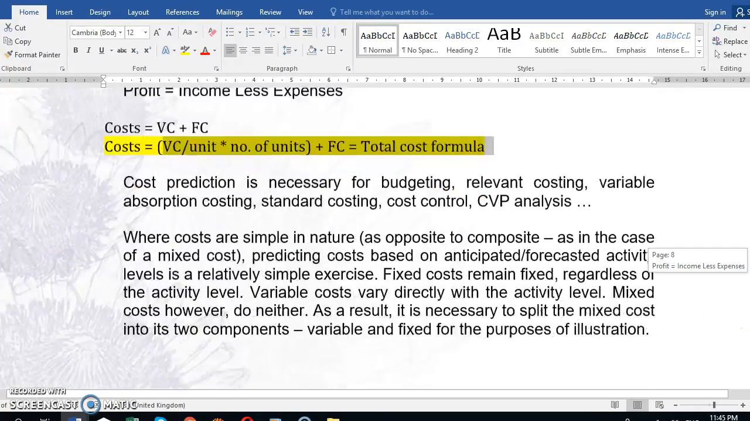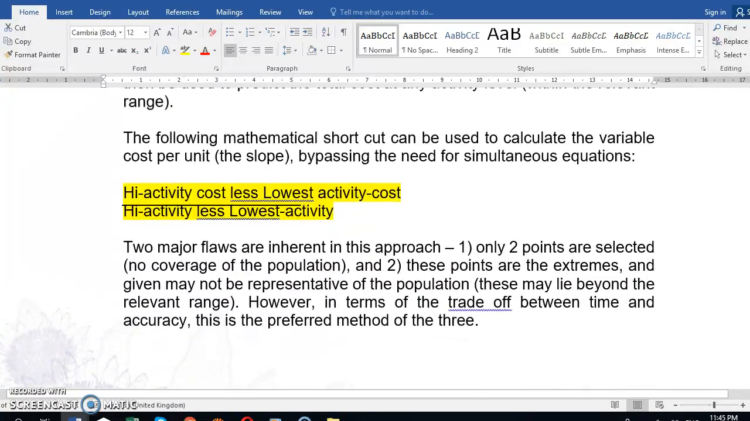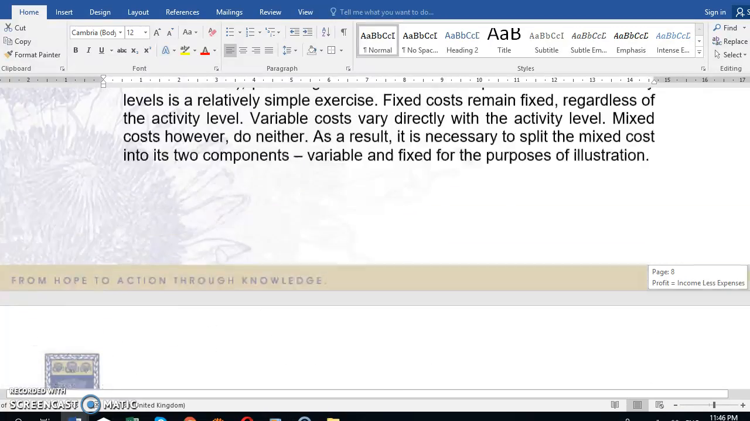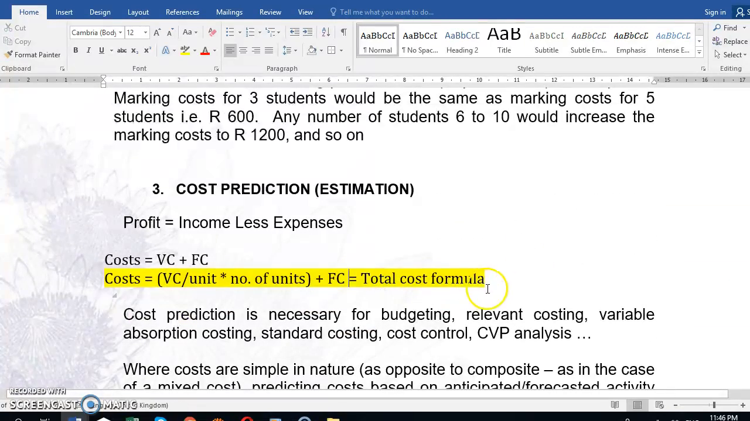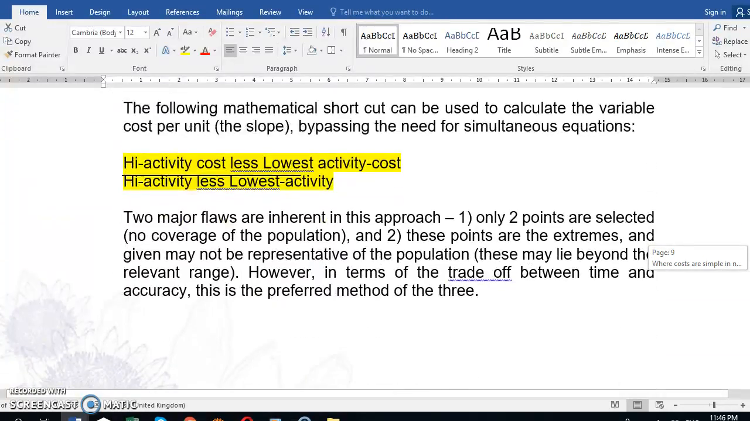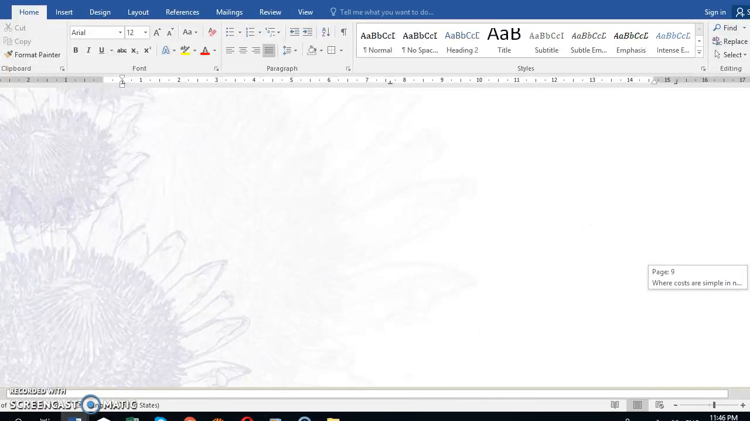How the high-low method works, effectively, is it assumes that we have a linear equation. This formula over here is a linear equation, so because it's linear, we can apply this formula. When you're given a set of data where you have costs and volumes, you simply need to take the highest, very important, activity cost less the lowest activity cost, divided by the highest activity in units less the lowest activity in units.